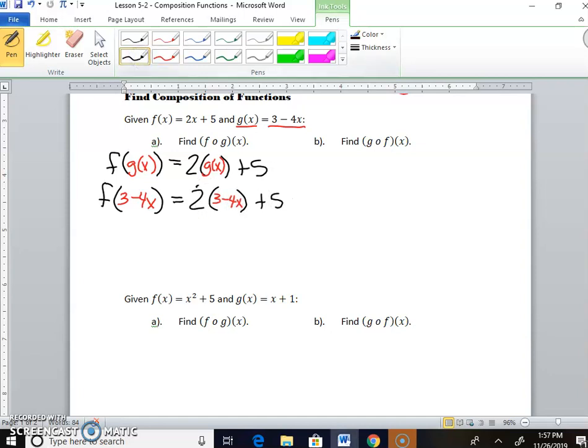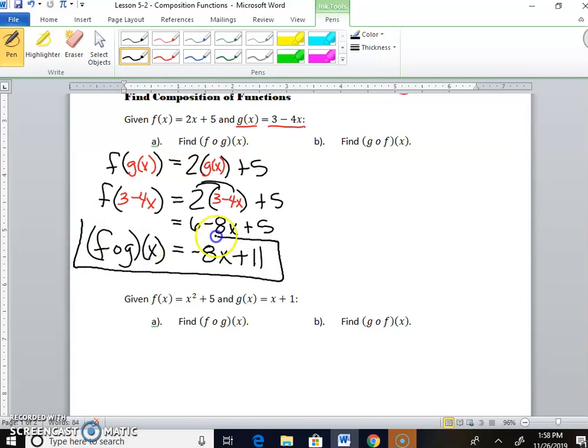So my first step would be to distribute in my 2, 6 minus 8x. Then I've still got my plus 5. Then I'm going to combine my like terms. That gives me a negative 8x, and then 6 and 5 go together and give me a plus 11. So what we end up finding is f open circle g of x equals negative 8x plus 11.